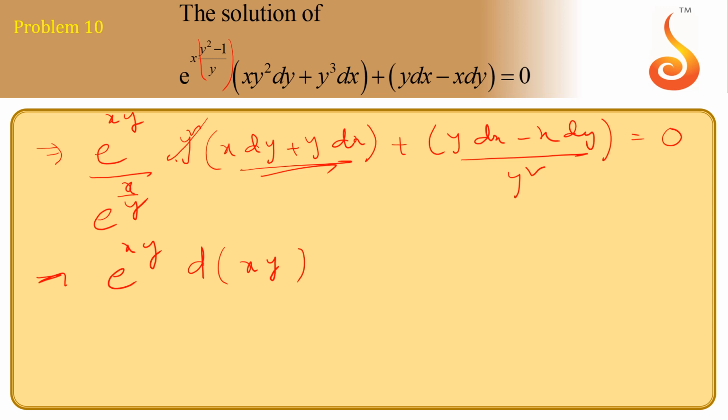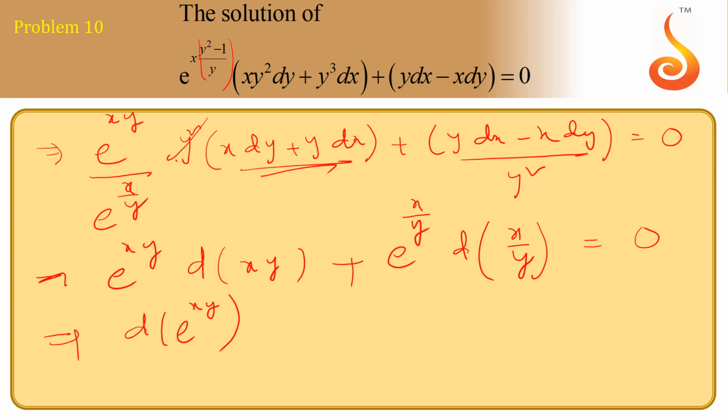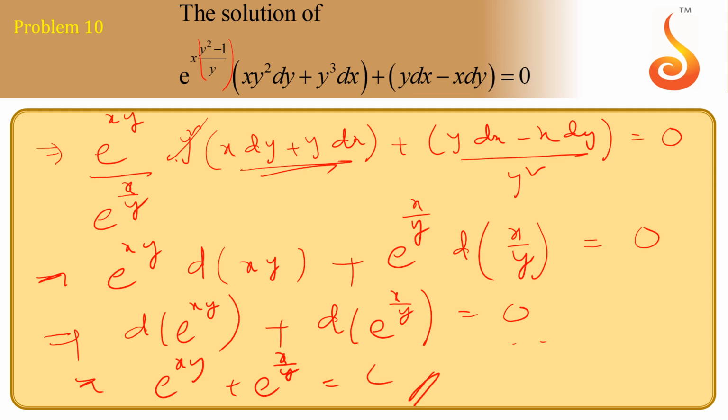So e power xy into d of xy plus, I am taking the LCM, e power x by y I will get, and this is nothing but y dx minus x divided by y square, no? So it is d of x by y equal to 0. Now observe this step carefully. e power xy into d of xy can be written as d of e power xy, and this is d of e power x by y equal to 0. Now if you integrate on both sides, you will get e power xy plus e power x by y equal to some constant. So observation is very, very important.